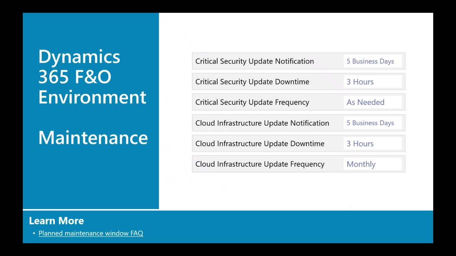Because cloud infrastructure also needs some maintenance, we have two types of maintenance activities. We have the planned maintenance on a monthly basis, and then we have critical security updates, which can happen as needed, if there is a critical issue. For both of them, there will be notification 5 business days in advance, and the downtime window can vary, but here it is still mentioned as 3 hours.